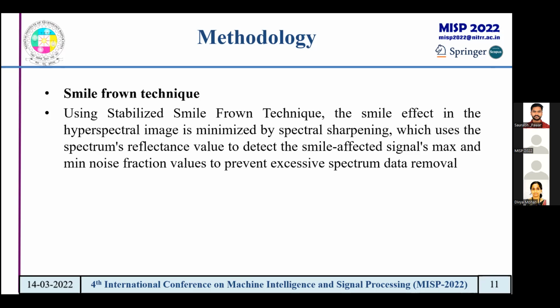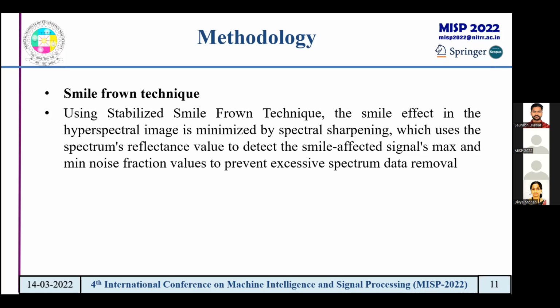That is a distortion effect in hyperspectral images. Using the stabilized smile frown technique, the smile effect in the hyperspectral image is minimized. That is done using spectral sharpening, which uses the spectral reflectance value to detect the smile-affected signals, and maximum and minimum noise fraction values. This also prevents excessive spectral data removal.